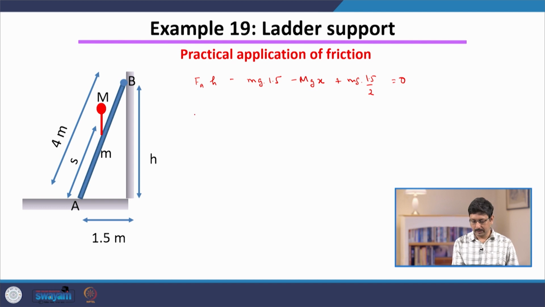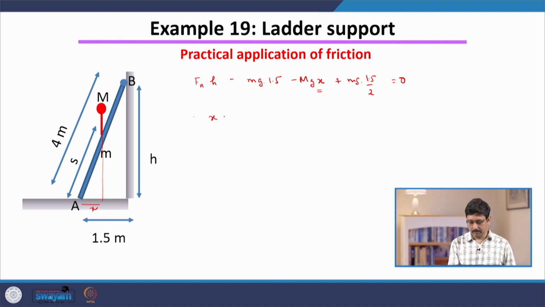Then we have x, which represents the distance of this line of action of the center of mass of the painter.